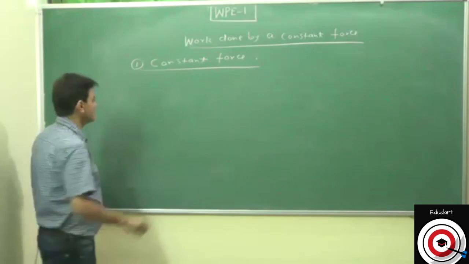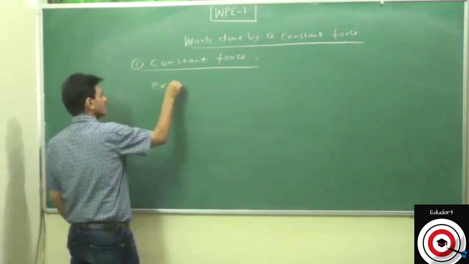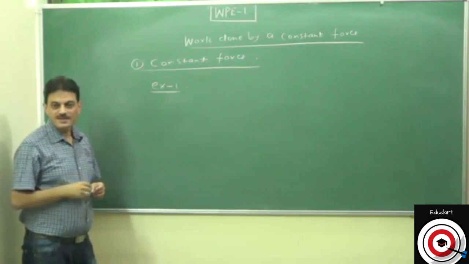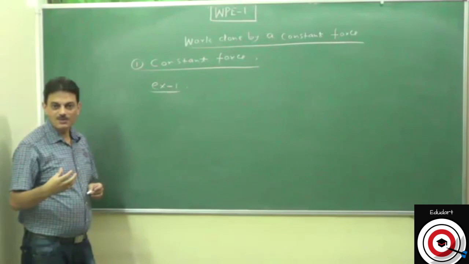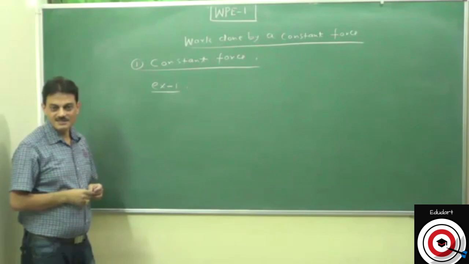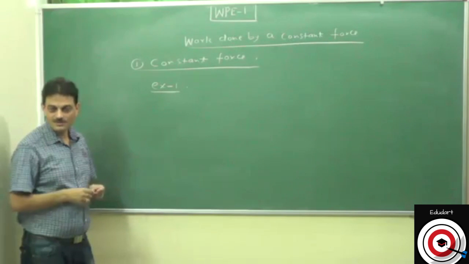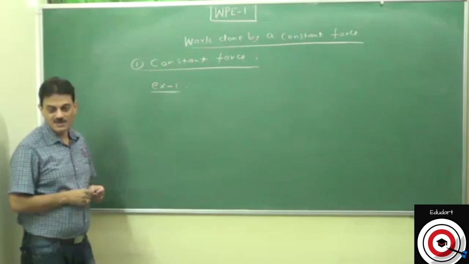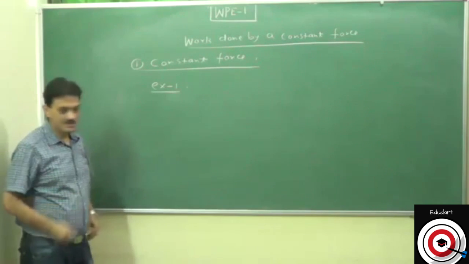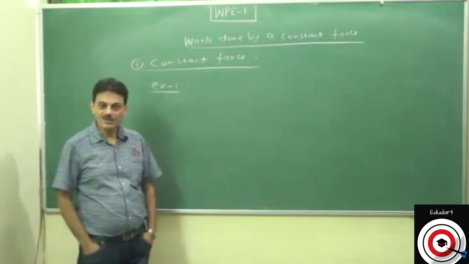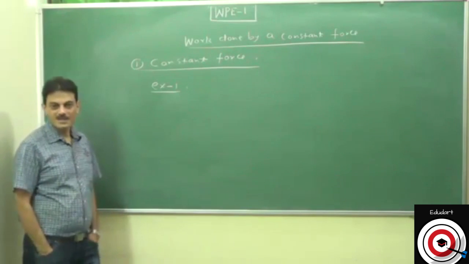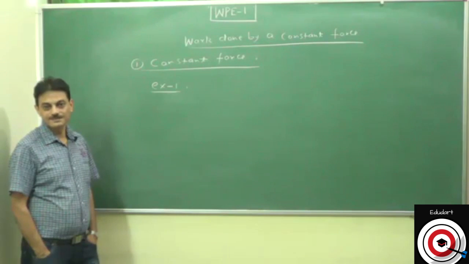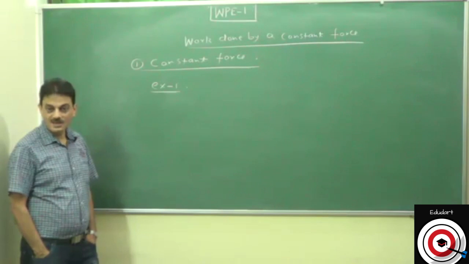Let us take some examples. Suppose I say that a 10 Newton force is acting towards east. It is a constant force because magnitude of force is 10 Newton and direction is eastwards. Note down, first example, a 10 Newton force acting towards east is a constant force.